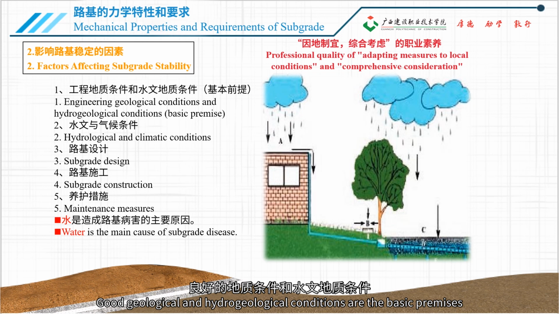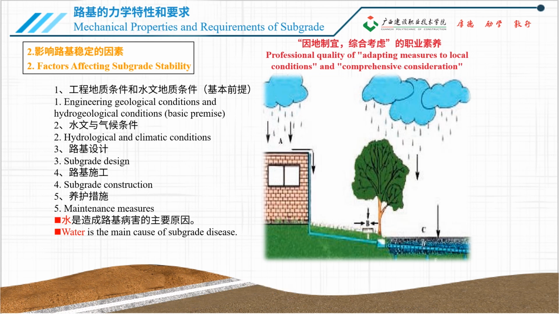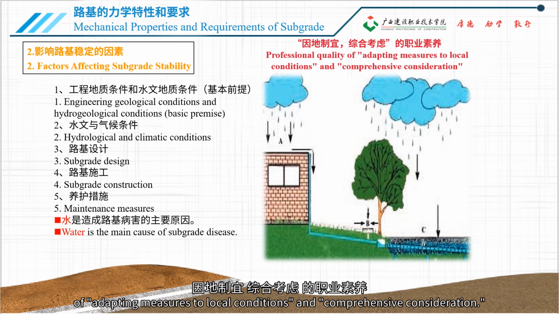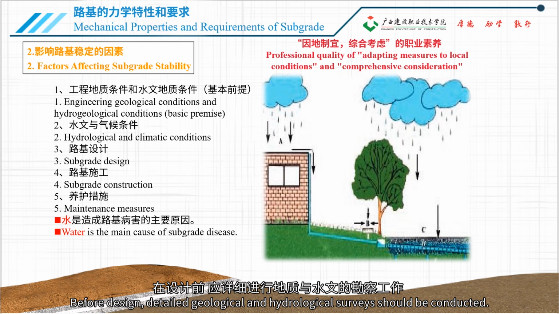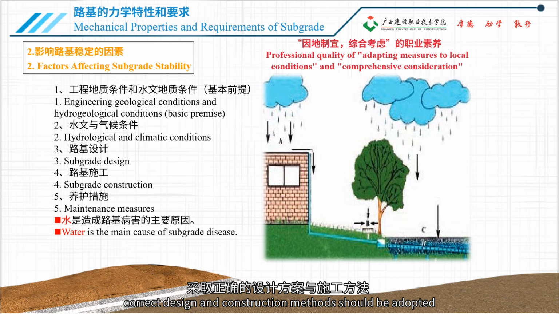Good geological and hydrogeological conditions are the basic premises to ensure subgrade project quality and prevent diseases. Water is the main cause of subgrade diseases, so as engineering practitioners, one must possess the professional quality of adapting measures to local conditions and comprehensive consideration. Before design, detailed geological and hydrological surveys should be conducted. Based on specific conditions and the composite effect of various factors, correct design and construction methods should be adopted to ensure the quality of the subgrade projects.